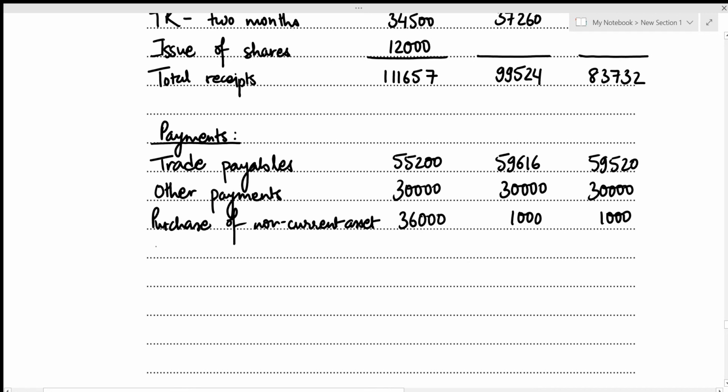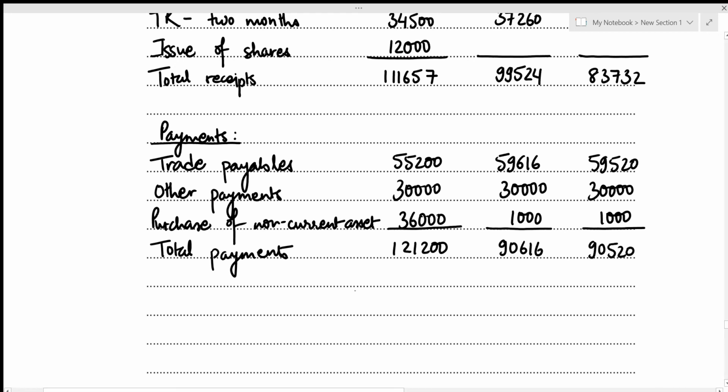So we can just now figure out the total payments for the month of March, April, and May. For the month of March, the total payments is just going to be 55,200 plus 30,000 plus 36,000, which results in 121,200. For the month of April, that's going to be 59,616 plus 30,000 plus 1,000, which results in 90,616. Then for the month of May, that is 59,520 plus 30,000 plus 1,000, which results in 90,520.